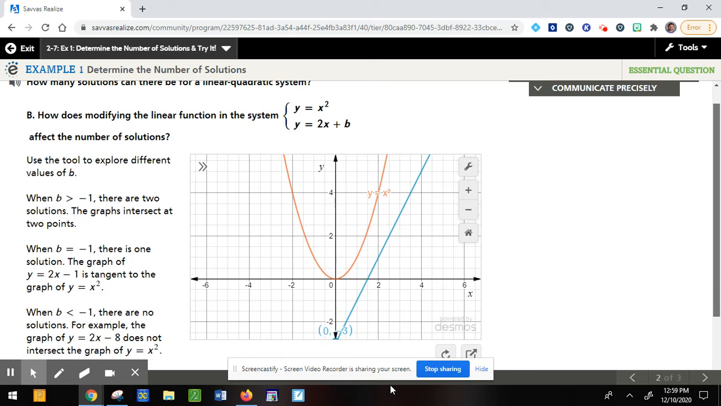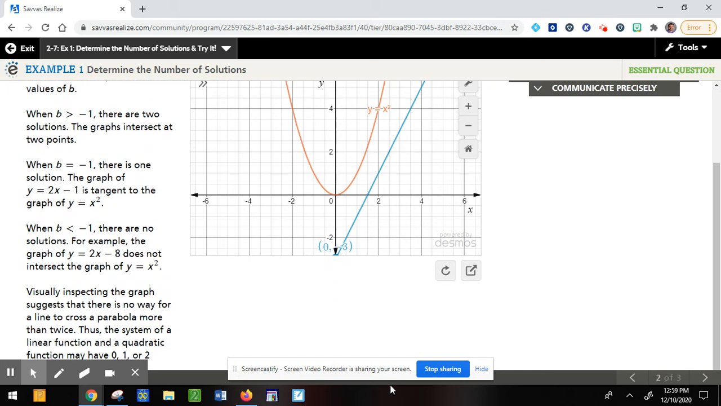So the possibilities for a quadratic linear system is there could be 0, there could be 1, or there could be 2 solutions. A line will never cross a parabola more than twice. So the options are 0, 1, or 2.